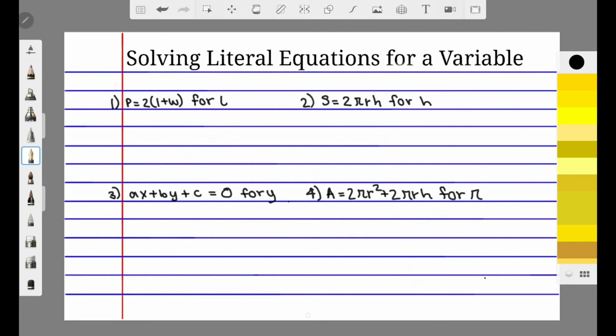Alright, lastly we have these 4 practice problems. Pause the video now and do your best to solve these ones, and then we'll go over them together.